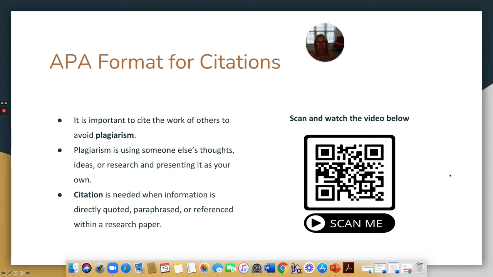And so citation is needed when that information is directly quoted. Even if we paraphrase it and put it in our own words, we still have to cite that those ideas and those findings came from somebody else. It's not something we generated on our own, or anything that we reference in our research paper. Here you are able to scan the QR code, and it's a brief video about plagiarism and citations.